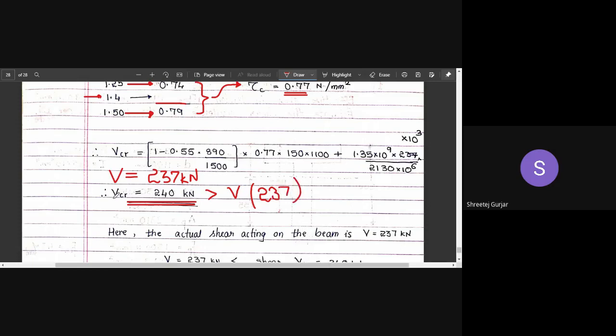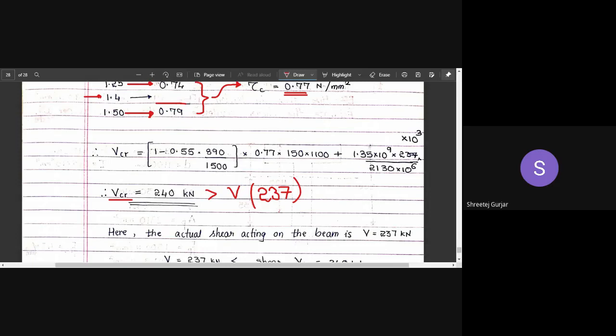Right. So you can see the capacity is higher than the loading. The capacity of the concrete to resist shear is 240, and the shear force coming on the beam is 237. So the concrete can easily handle this much shear force. The concrete can handle it. No need to provide any.